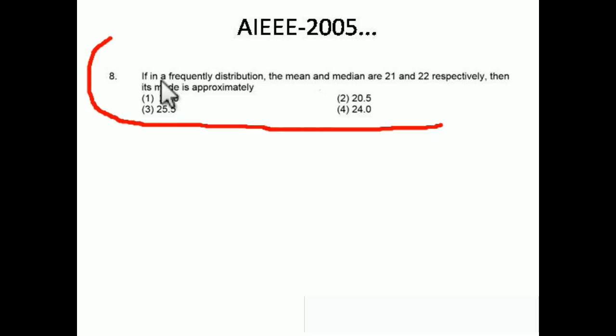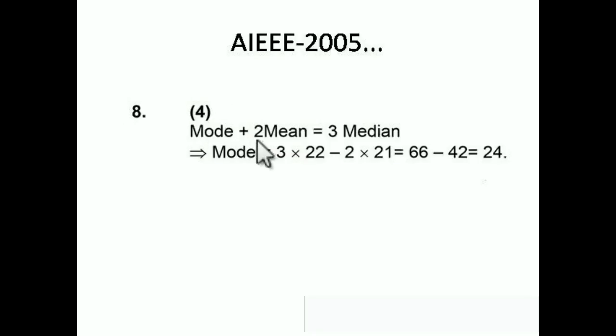What they say: if in a frequency distribution the mean and the median are 21 and 22 respectively, that means they give the value of mean, they give the value of median, that is 21 and 22 respectively. What is the value of mode? Now for that, you just have to remember one simple formula, and you will get the answer. The formula is mode plus 2 mean is equal to 3 median. This is the formula. Mode plus 2 mean is equal to 3 median.